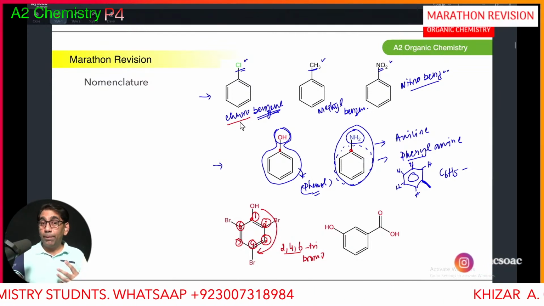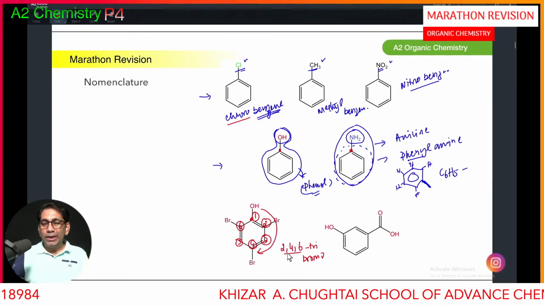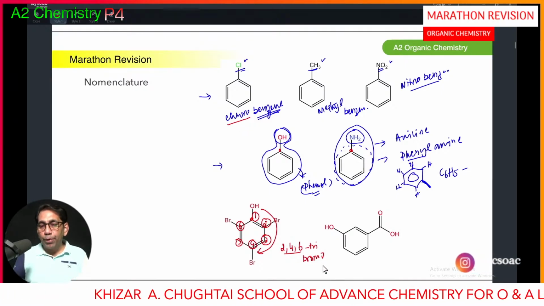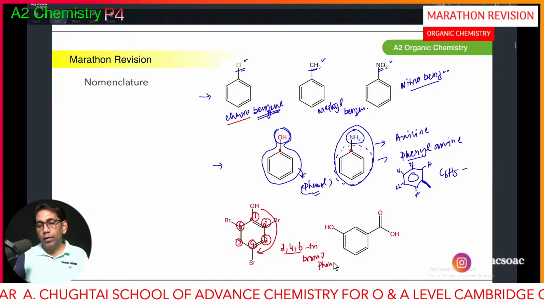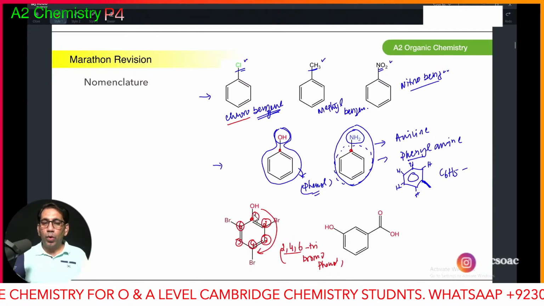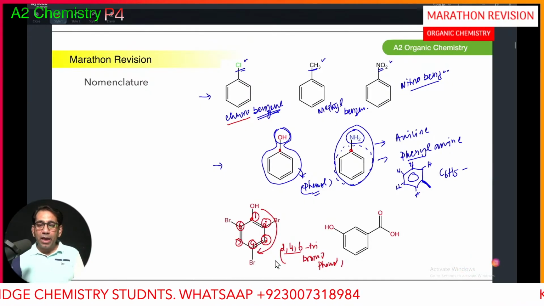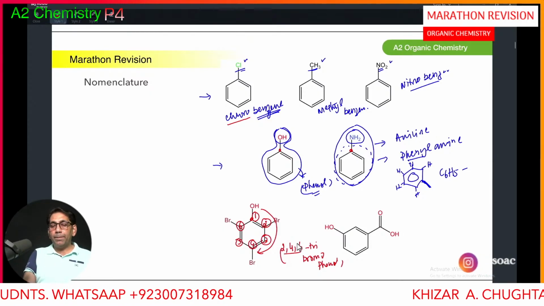The name will be written in a similar way: chloro, bromo, iodo for halogens. 2,4,6-tribromophenol. Same is the case if I mark the numbering the other way around: 1, 2, 3, 4, 5, and 6. The same numbers will be repeated.